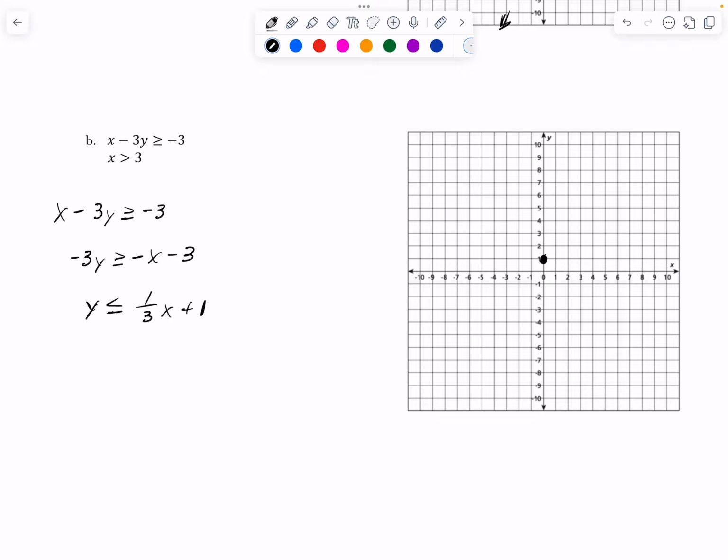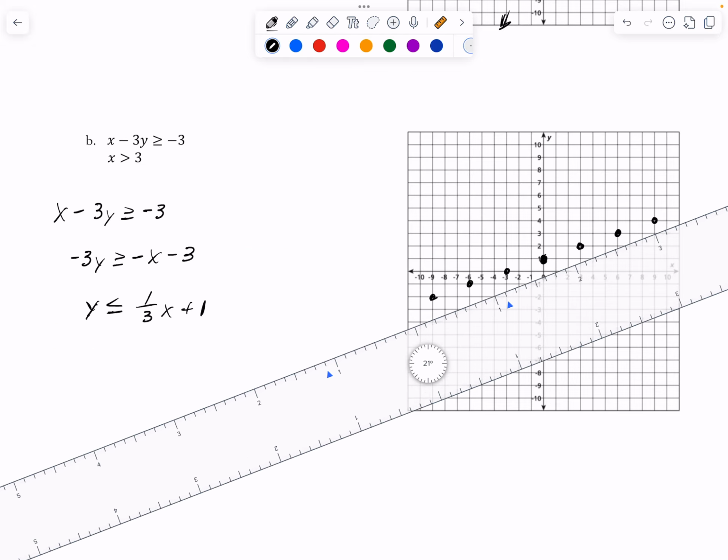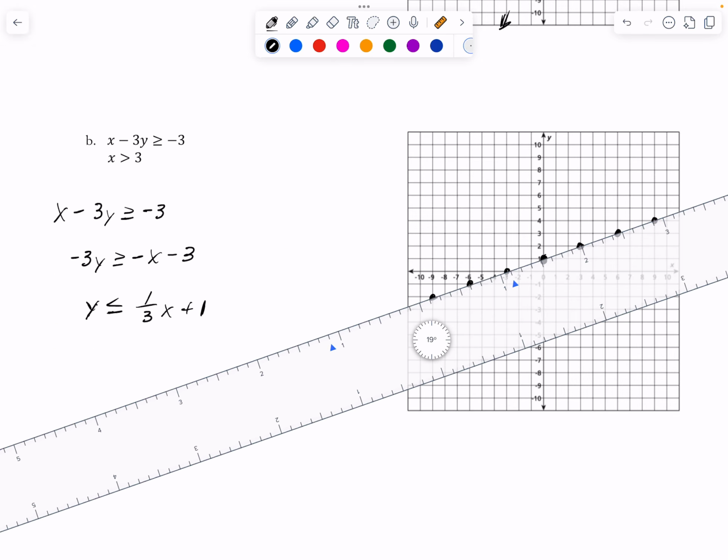So y-intercept of 1, up 1, right 3, or down 1, left 3. Make the line. It is a solid line. It says or equal to.